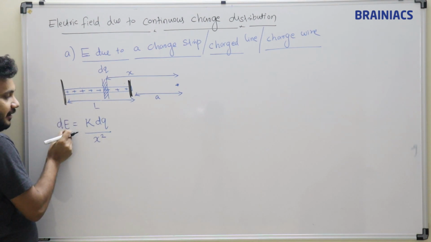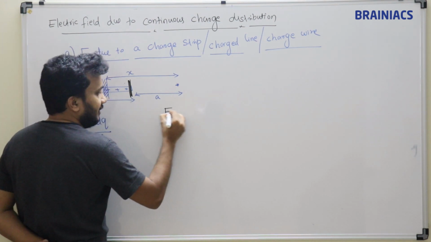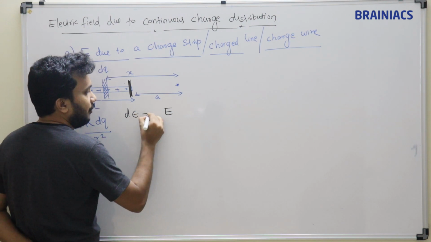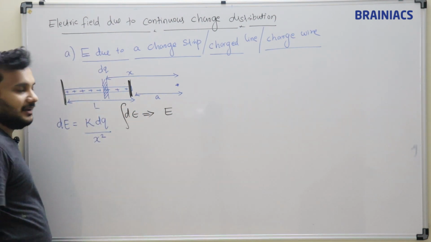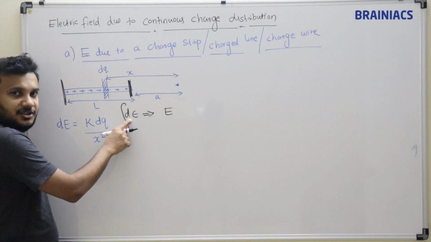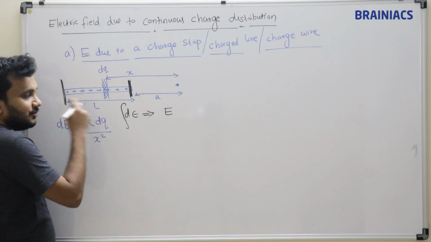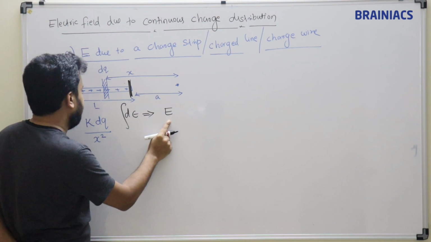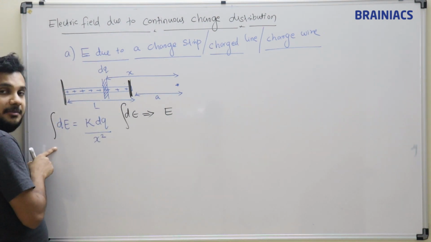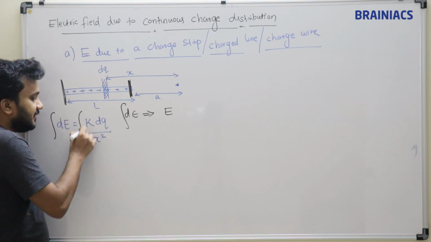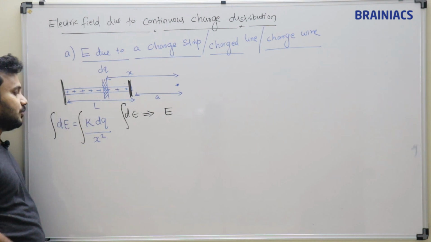In order to get the total electric field from the small amount of dE, what should I do? I will do an integration. Integration and differentiation, both will cancel, so then I will get a big E. So I will do an integration here. If I am integrating on the left side, on the right-hand side also I have to integrate.